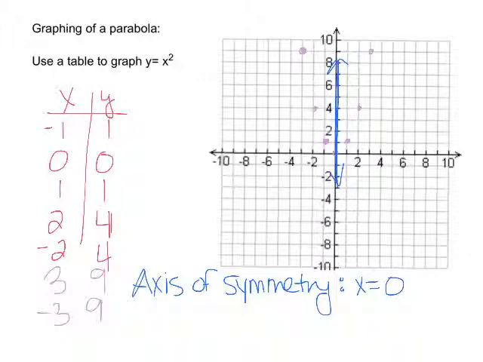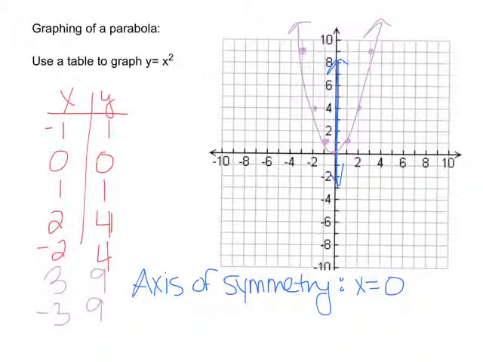I also need to connect my graph, which I forgot to do, so we're going to connect it as a parabola. And you can see a relationship between the points, that these points are equidistant from the axis of symmetry. So all my points are equidistant from my axis of symmetry.